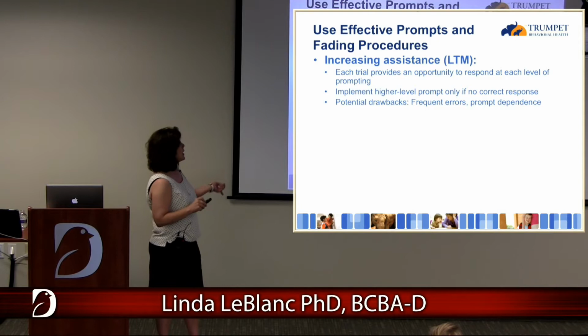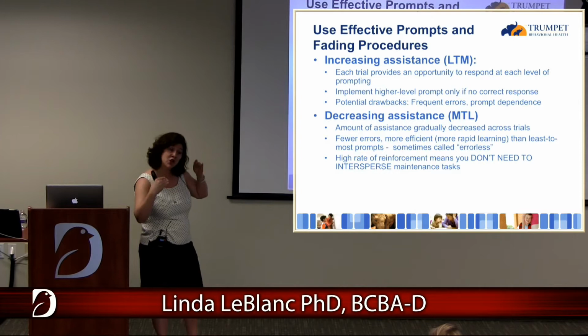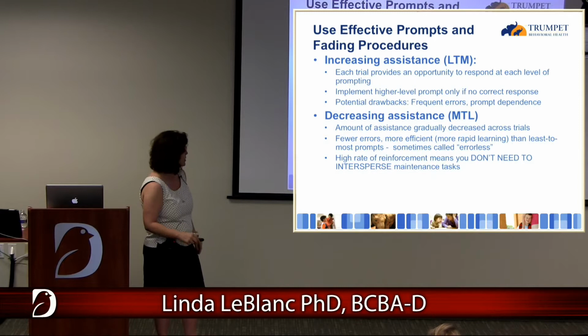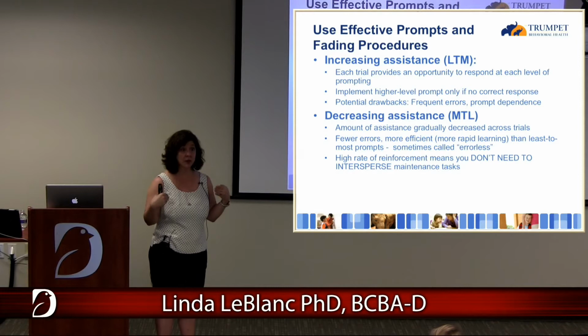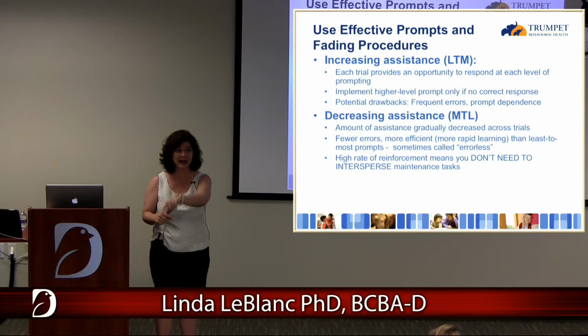Now, most to least, the amount of assistance gradually decreases across trials, and you're starting with a pretty intrusive kind of prompt. This is often called errorless because the learner starts off with you showing them how to get it right every single time, right? You are providing the prompt level that ensures an accurate response on every trial. Red and show, yes, it's red. Blue and show, yes, it's blue. Green and show, yes, it's green. It's just a heyday of reinforcement.